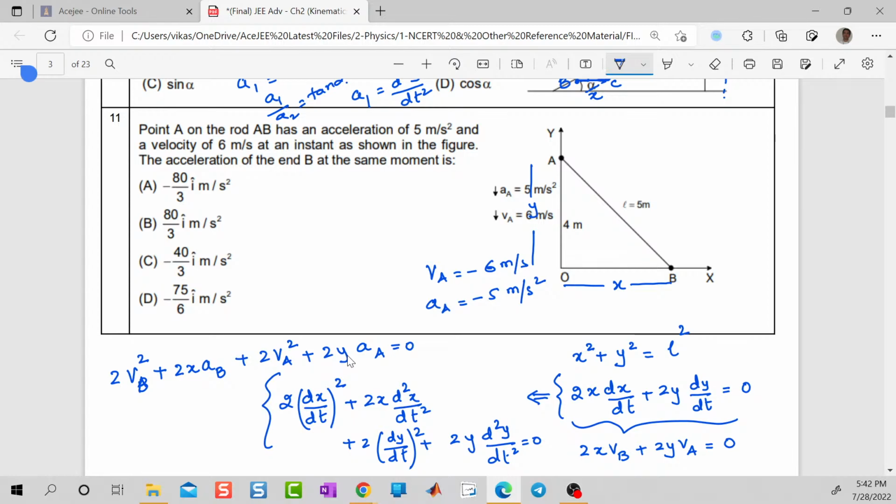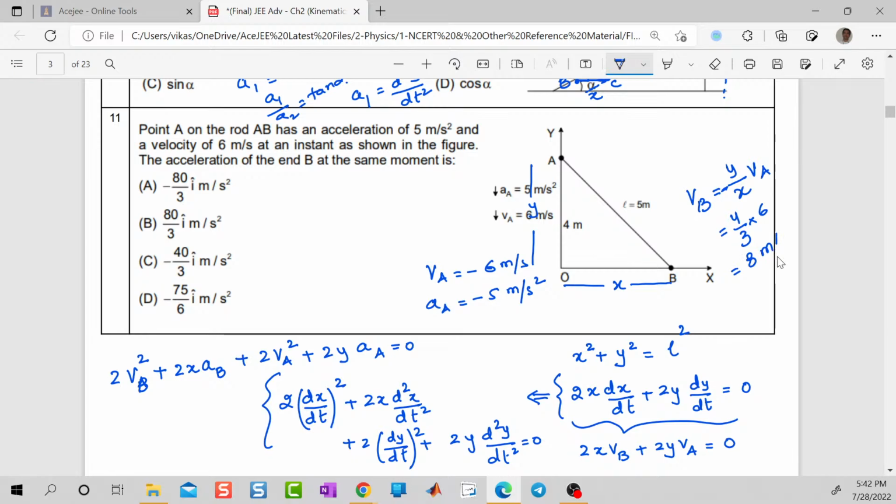We will get VB as plus, and VA is minus, because of the way we have chosen our coordinates, we have to take VA as negative. So VB will be y by x VA. What is y by x? Y is 4, x is 3, and VA is minus 6, but on this side there's a minus sign there, minus minus cancels out, so 3 into 6. So 8 meters per second.